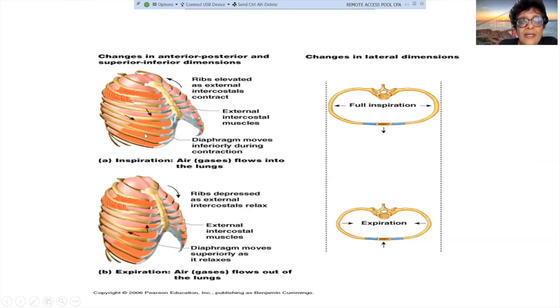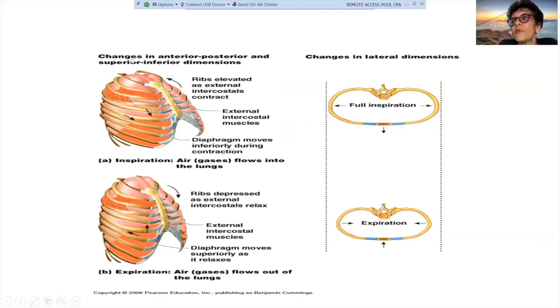Okay, so let's expand on this a little bit more. When we breathe, the diaphragm moves down during contraction. The external intercostal muscles, which are connecting these ribs, contract. The ribs are elevated, okay? And so there's a change in the superior inferior diameter and the anterior posterior diameter. The entire chest cavity expands, okay? And so air can now flow into the lungs because this negative pressure is created within the thoracic cavity.